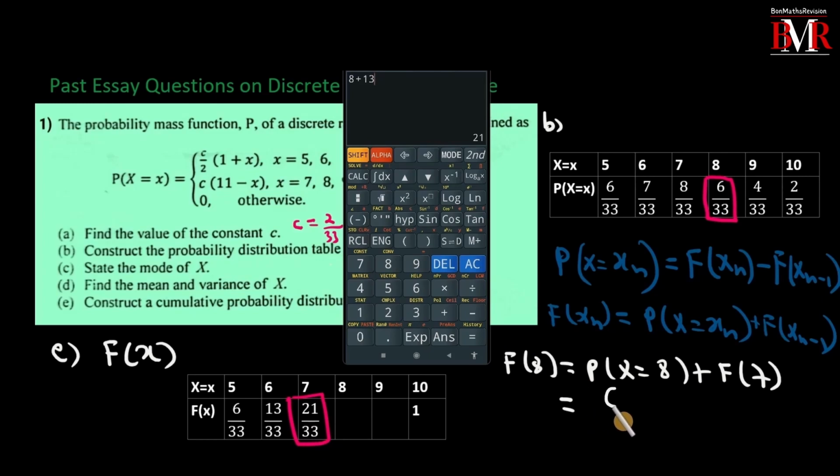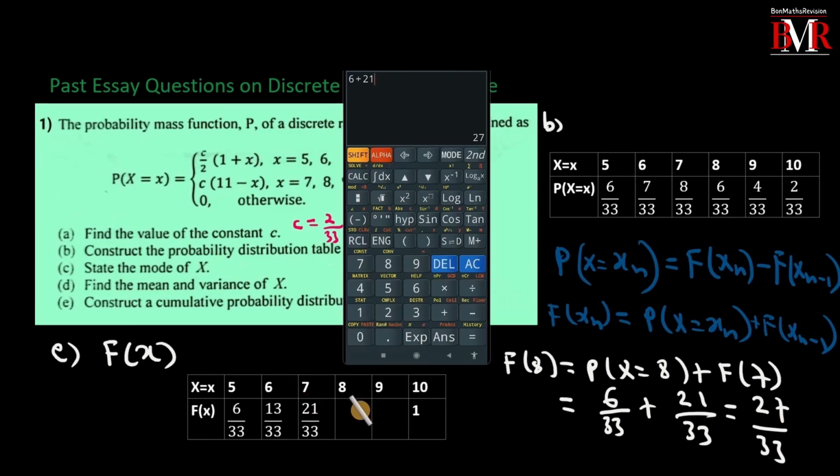That is 6 over 33 plus 21 over 33. Now I add the numerators and I take over 33. That is 6 plus 21 is 27, which equals 27 over 33. That means for f of 8, I'll have 27 over 33 here.